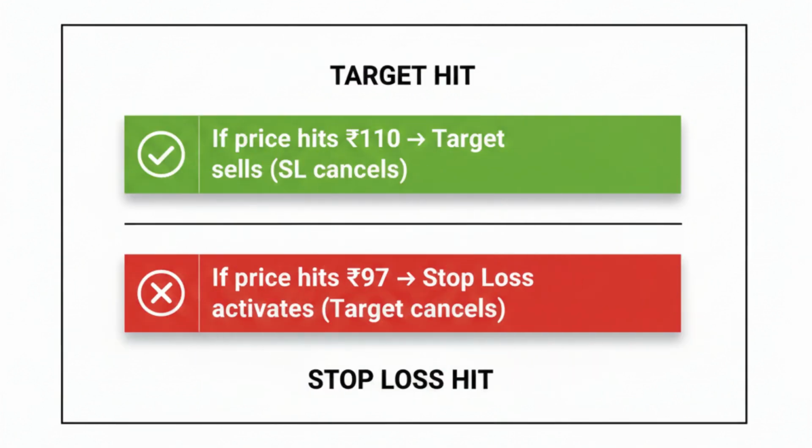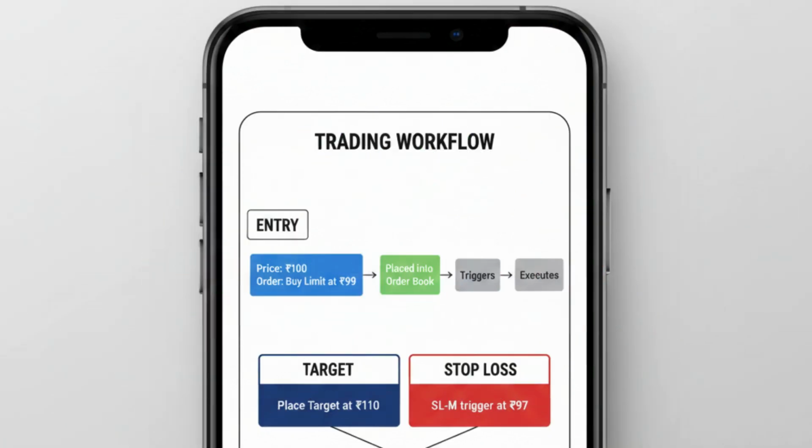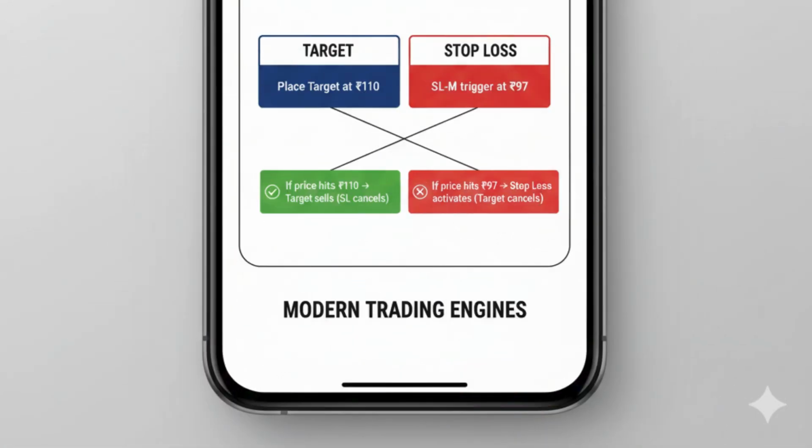Execution scenarios: if price hits 110, target sells, SL cancels. If price hits 97, stop loss activates, target cancels. This is exactly how orders work inside modern trading engines.